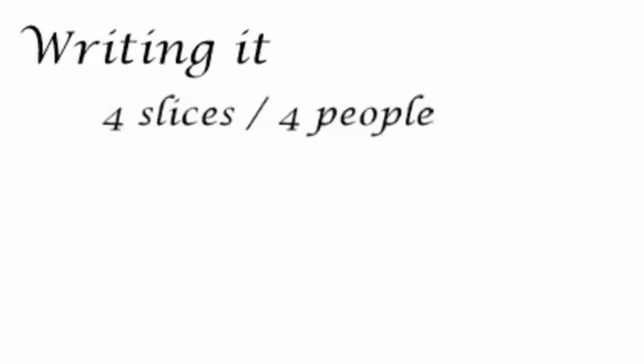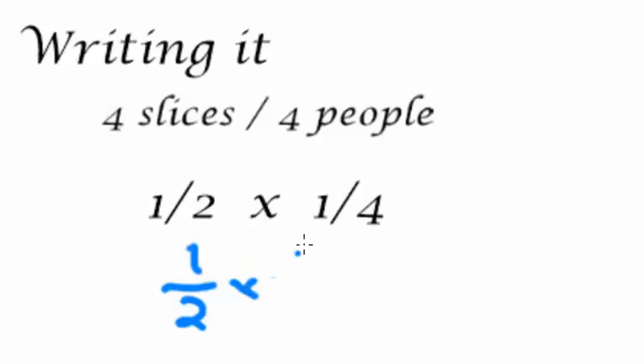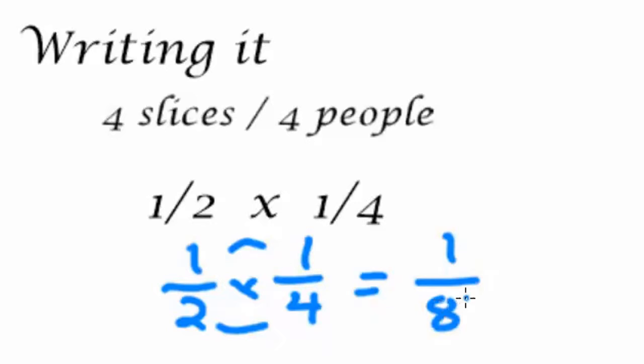Well, 4 slices is not an entire pizza. So 4 slices of an 8-slice pizza would end up being 1/2. So if I take that 1/2 and multiply it by 1/4, I'll be able to understand and figure out how much of whatever's left of my pizza can be split up equally between those 4 people. Rewriting this, I can put the 1/2 times the 1/4 and do the basics of multiplying fractions. Numerator times numerator, denominator times denominator, giving me a 1/8.